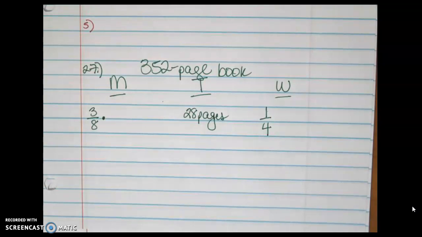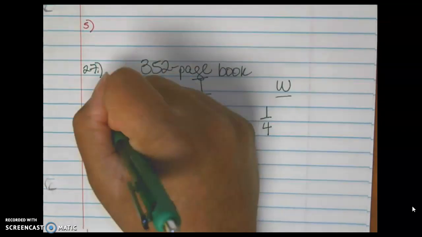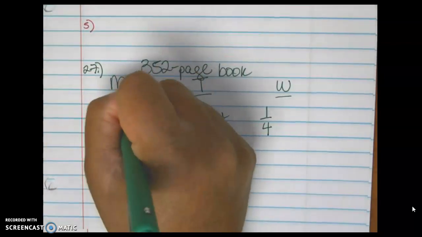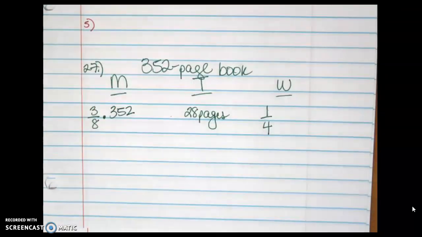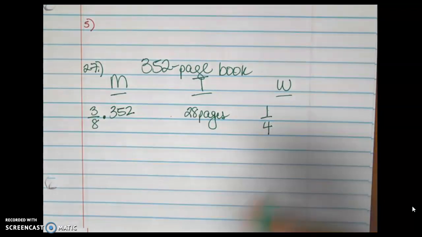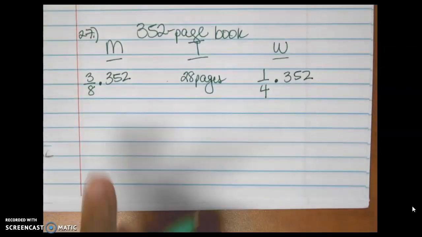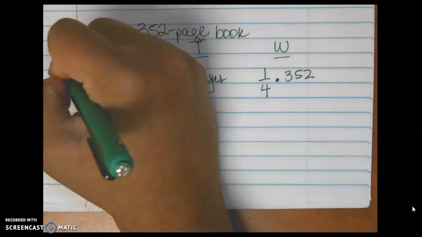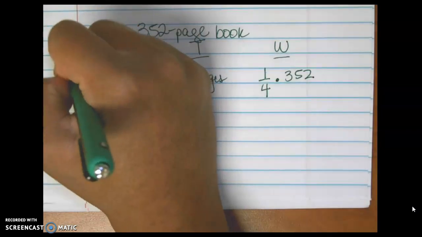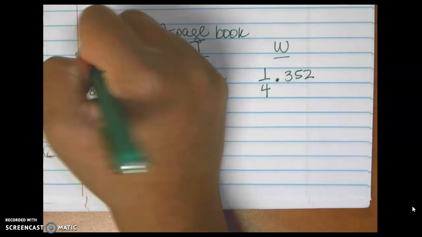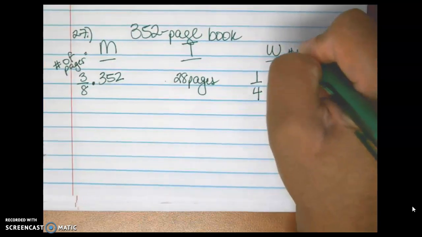I'm not multiplying the fractions. The book isn't 1/4 of a page long. It's 352 pages long. So what am I multiplying by on Monday? 352. What am I going to multiply by on Wednesday? 352 again. Once I multiply all of these out, I'm going to get a page number. Number of pages on Monday. Number of pages on Wednesday.